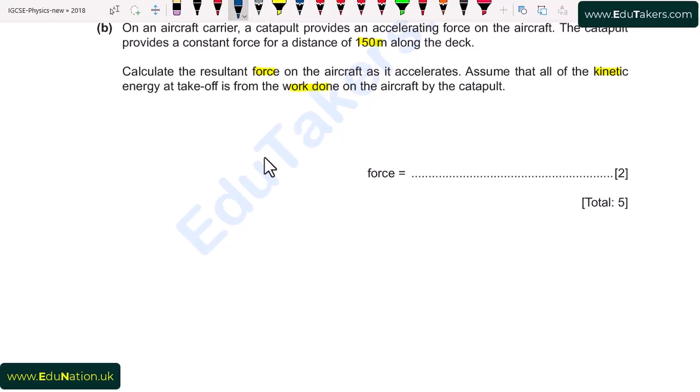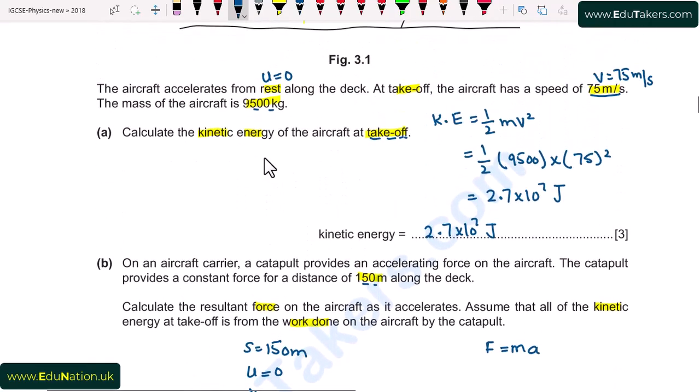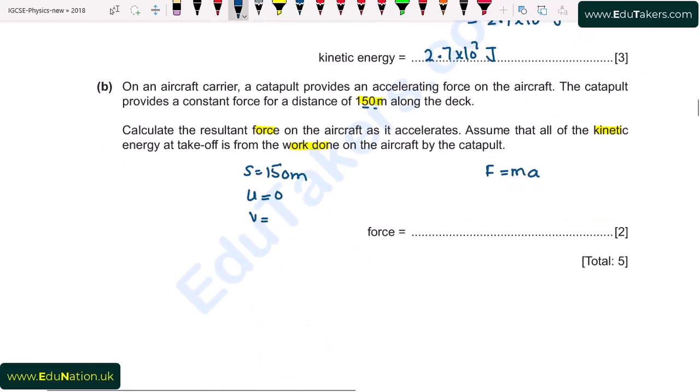So according to Newton's second law, F = ma. Force is the product of mass and acceleration. Here mass is given, that is 9500 kg, and we don't know the value of acceleration, but some data is given. Distance is given, it is 150 meters, and initial speed is 0. Final speed is 75. And we have to find the resultant force.